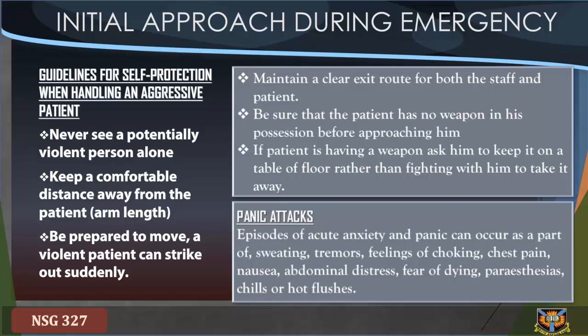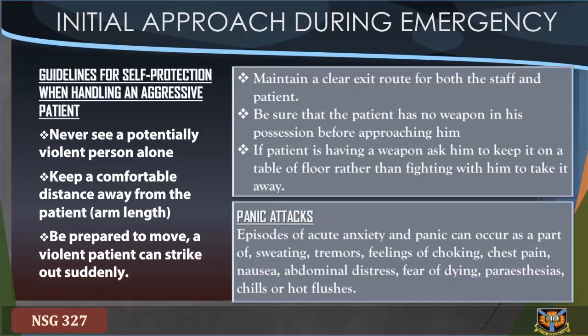Guidelines for self-protection when handling an aggressive patient. 1. Never see a potentially violent person alone. 2. Keep a comfortable distance away from the patient, arm's length. 3. Be prepared to move. A violent patient can strike out suddenly. 4. Maintain a clear exit route for both the staff and patient.